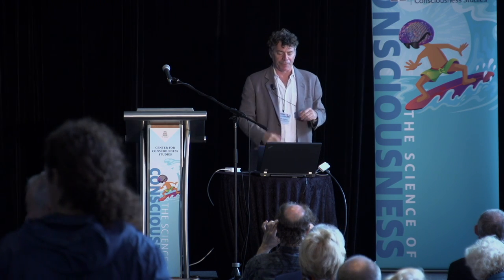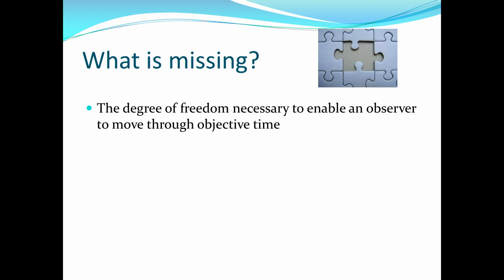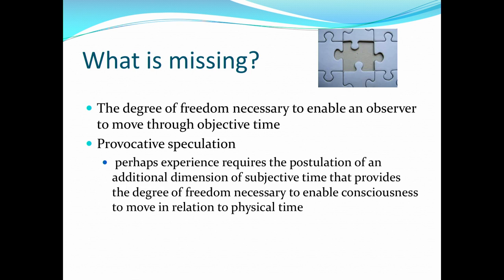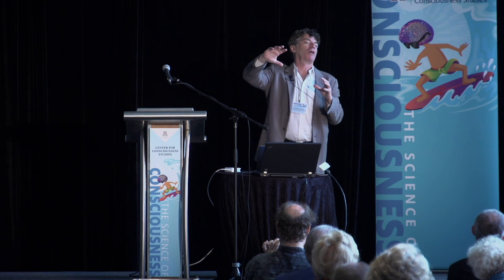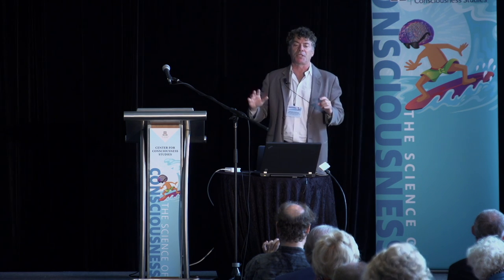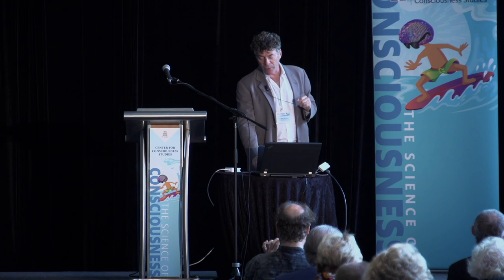So what is missing? I would argue it's the degree of freedom necessary to enable an observer to move through objective time. And this leads to the provocative speculation that perhaps experience requires the postulation of an additional dimension of subjective time that provides the degree of freedom necessary to enable consciousness to move in relation to physical time. So basically, the idea is that we are moving in subjective time relative to objective time, and that thereby gives us the extra dimension, a degree of freedom to do that.